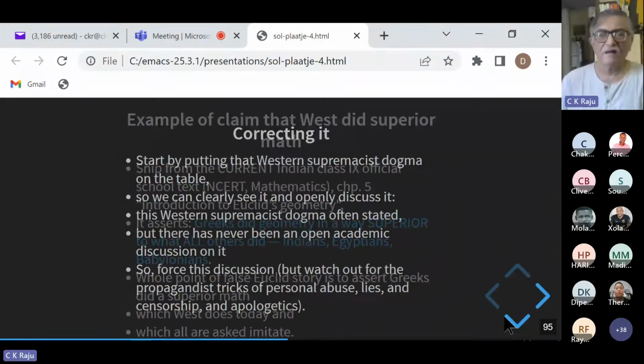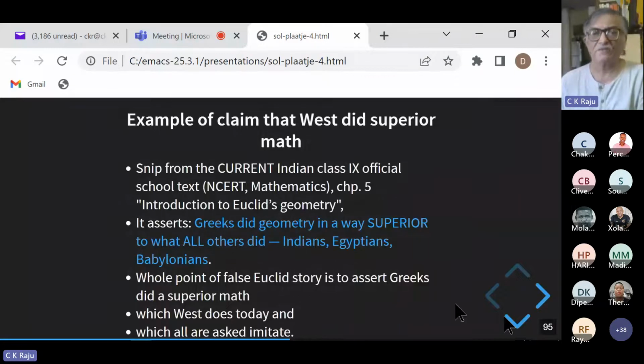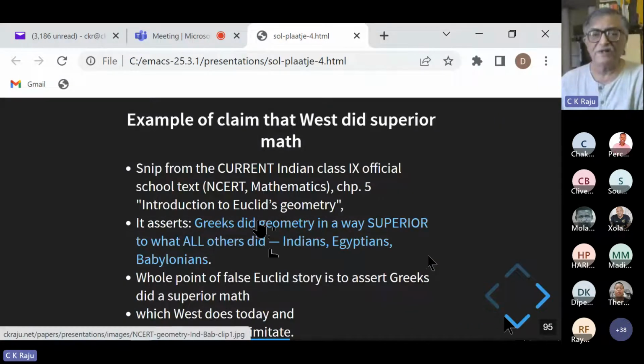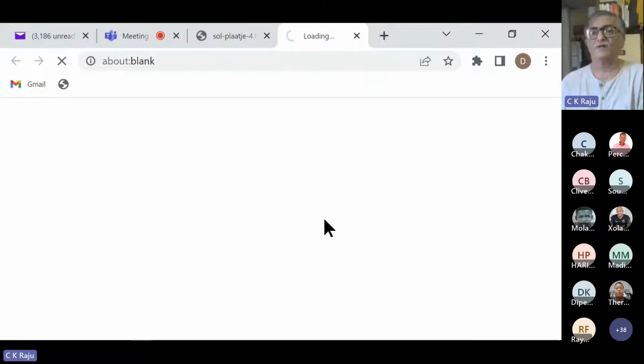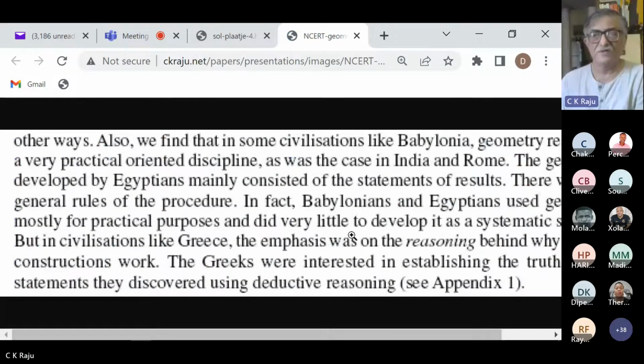So let's take a claim from the class 9 Indian school text. It says Greeks did geometry in a way which was superior to all others. So it says Babylon, they did very practical geometry. In India, Rome, and Egyptians, it mainly consisted of statements of results. And they used geometry only for practical purpose and did not develop it as a systematic science. These chaps, coming so many thousands of years later. So now they say in civilizations like Greece, the emphasis was on reasoning.